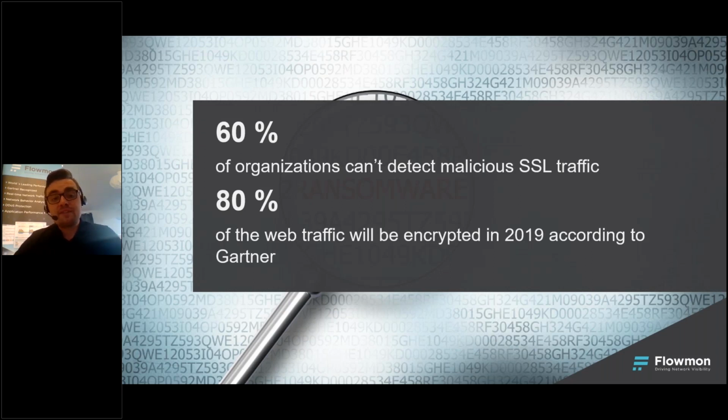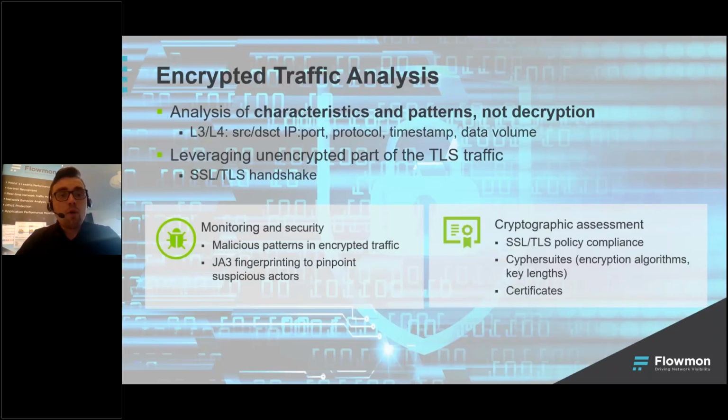And also another prediction from Gartner is that in 2019 they expect 80% of the traffic will be encrypted. So this is something we really need to address. And how to address this? Let's take a look at how we at Flowmon look at encrypted traffic analysis.